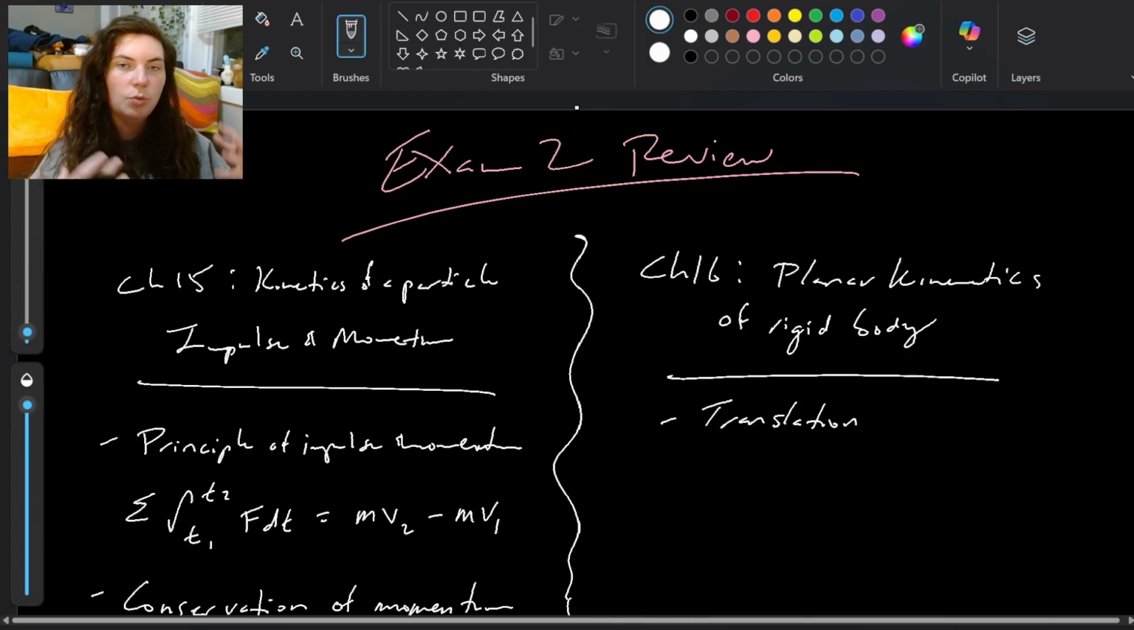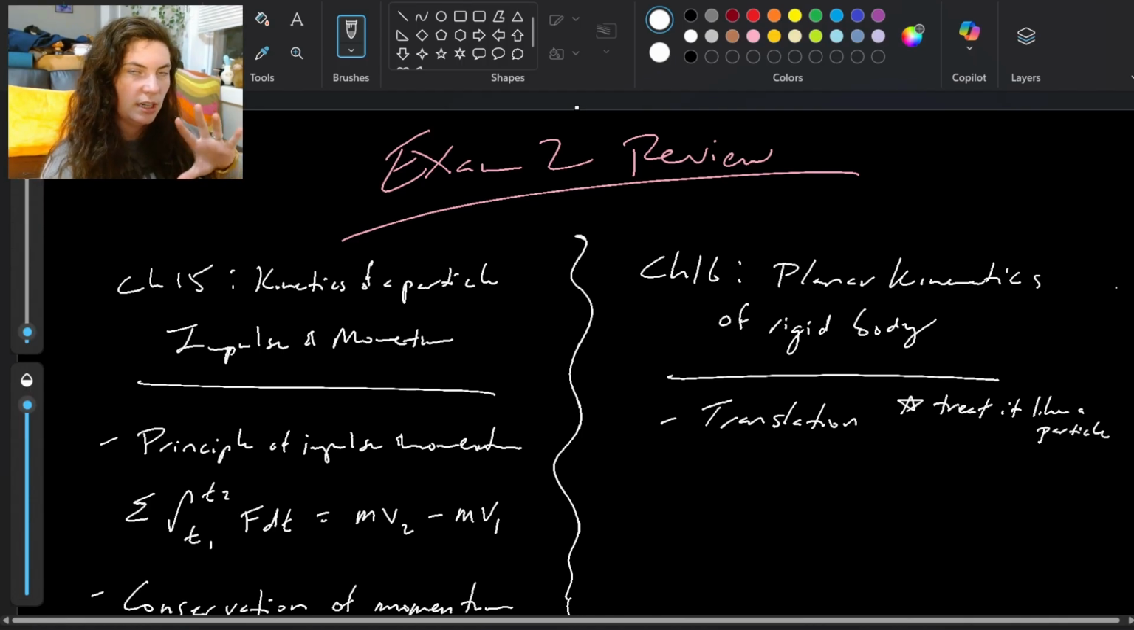And we hadn't actually worked any problems with translation because the key to translation is that you can treat it like a particle. We hadn't worked any problems because we had essentially just been treating everything like a particle in this entire class up until this point. So that's the only thing to know with translation. If you see some kind of translation problem, you're just treating it like a particle. The bigger topics that we talked about were rotation about a fixed axis and general plane motion.